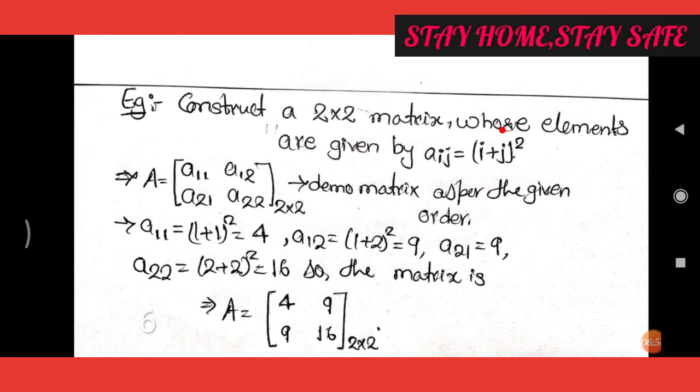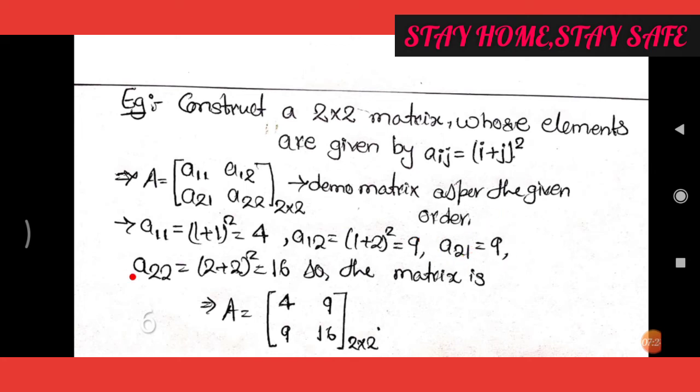If you go by (i plus j) whole square, then for A11, i is equal to 1, j is equal to 1. So 1 plus 1 whole square is equal to 2 whole square, which is 4. The same applies for A12, that is 1 plus 2 whole square. Mind you my friends, we get this 1 plus 2 from this position. So 1 plus 2 whole square is equal to 3 whole square, which is 9. And the same applies for A21, that is 2 plus 1 whole square, which is 9.